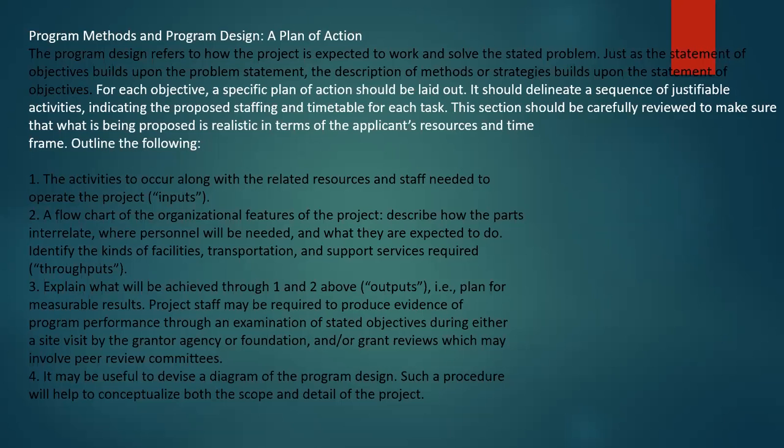Explain what will be achieved through the above outputs, i.e., plan the measurable results. Project staff may be required to produce evidence of program performance through an examination of stated objectives during either a site visit by the grantor agency or foundation and or grant reviews, which may involve peer review committees. Okay, so what is one way that we can measure success?